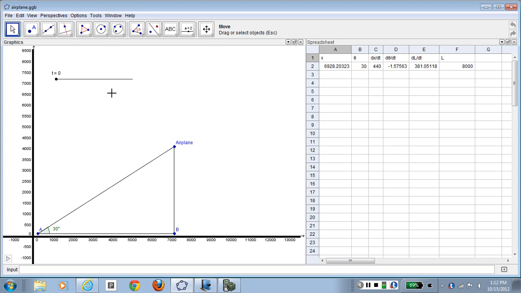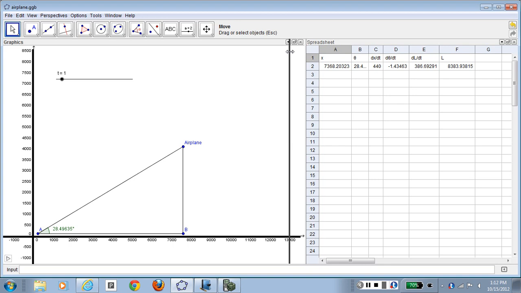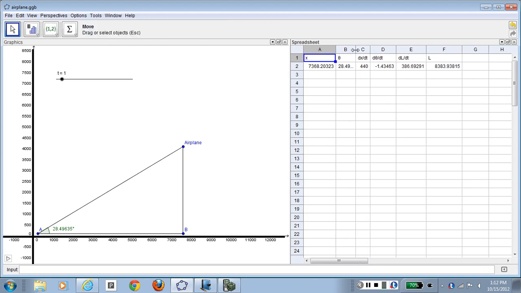If we let a second tick by, we would expect theta to go down to about 28.45, something like that. So let's let a second tick by and see what happens. Yeah, something like that. Maybe make the spreadsheet a little bit bigger. Okay. So that's kind of what happens there.